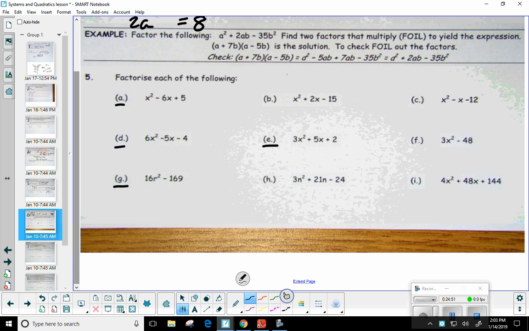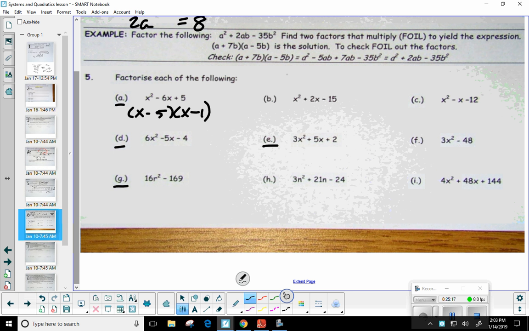Just think about this. What two numbers would multiply to give me a positive 5, but those same two numbers would have to add to give me a negative 6? Negative 5 and negative 1. So x minus 5, x minus 1. Sometimes it is just that easy. Negative 5 times negative 1 is positive 5. Negative 5 plus negative 1, there's your negative 6.